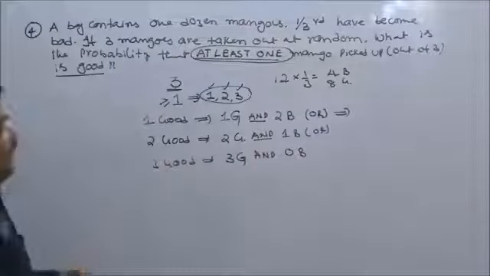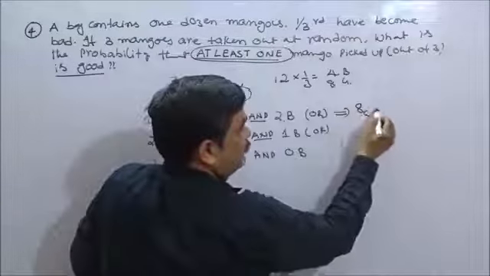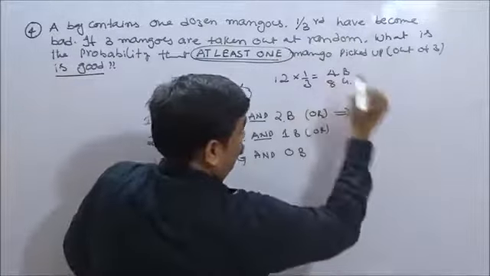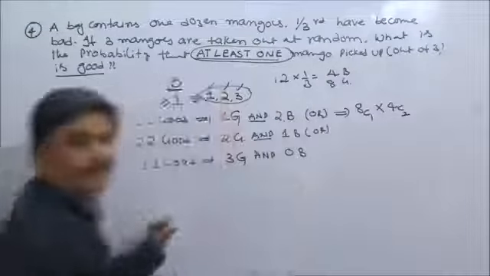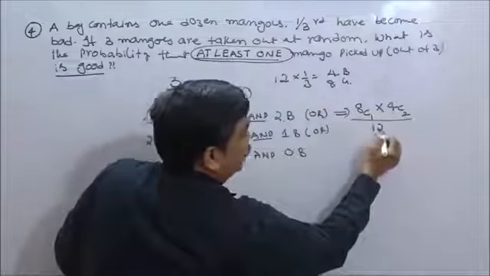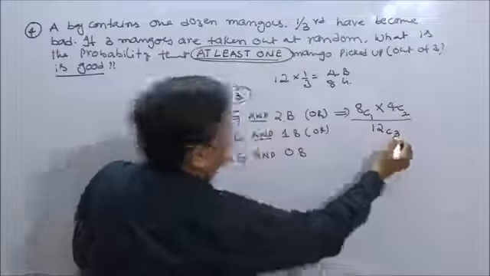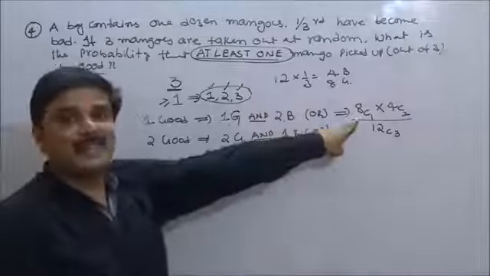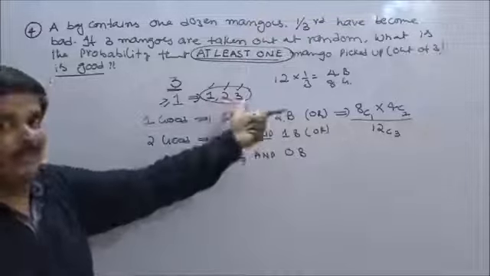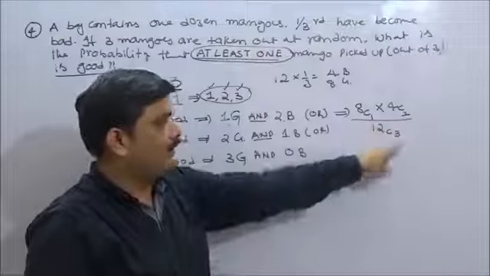Now how does my selection go? Here 1 good and 2 bad. 1 good I have to take from 8, so 8C1 into. Now 2 bad means from 4 bad I have to take 4C2. Divided by 12. How many am I picking up here? 3 at a time. So 12C3. This is one case, for 1 good and 2 bad. Because a total of 3 are there, at least 1 or more than 1. So 1 good can be 8C1 into 4C2 divided by 12C3.